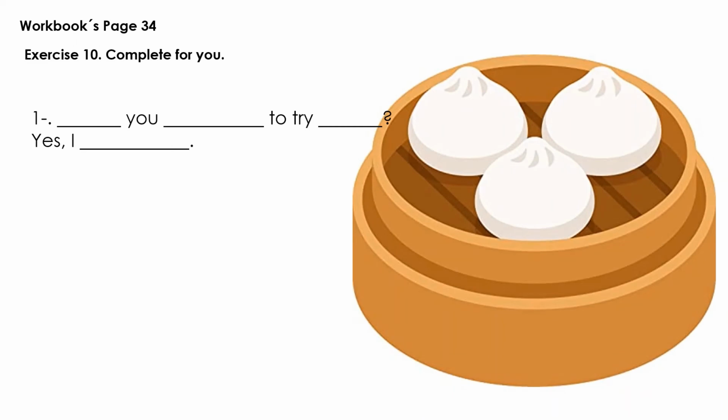Page 34, exercise 10. Now you have to answer the questions with the food that you would like to try. For example, question 1 for me will be, would you like to try some steamed buns? Yes, I would. So now it's your turn.